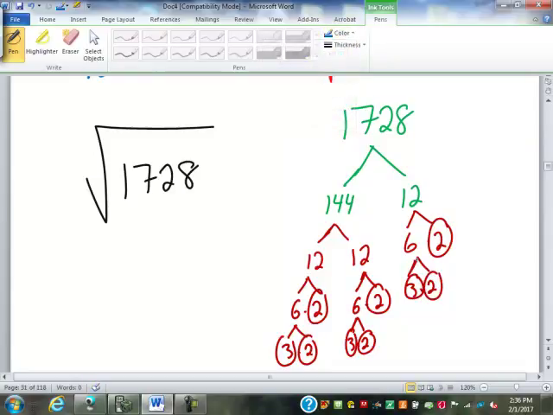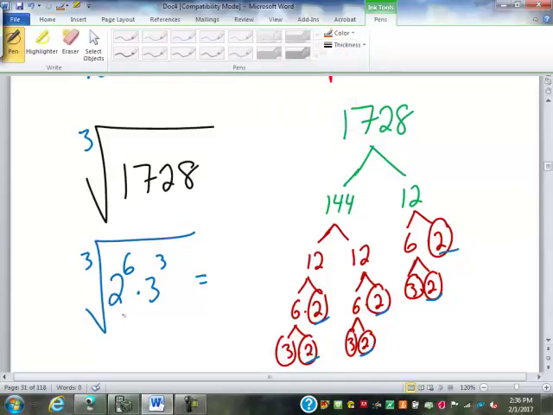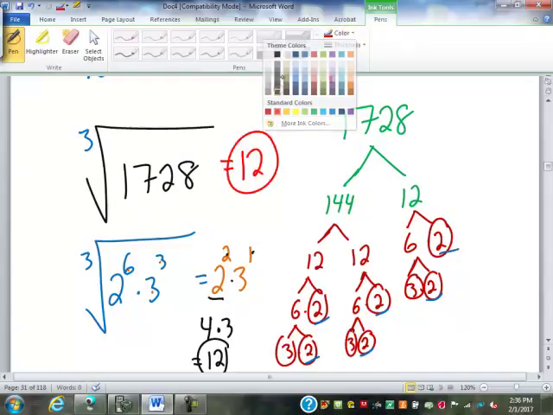How many 2s are there? There are 6. How many 3s are there? 3, right? And I want a third root. I should have put the 3 up there. I want a third root of that. So what I'm going to do is divide the powers by 3. What's 6 divided by 3? 2. What's 3 divided by 3? 1. So what we have is 2 squared times 3. What's 2 squared? 2 times 2 is 4. Times 3, which is 12. The cubed root of 1,728 is 12. Of course, we knew that from our cubic feet and cubic inches, right?